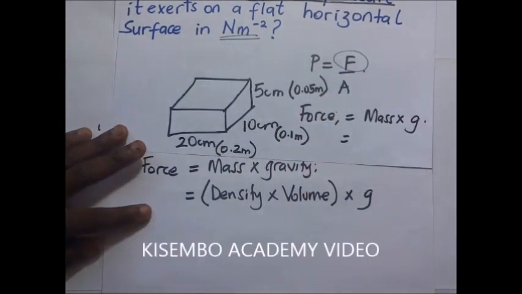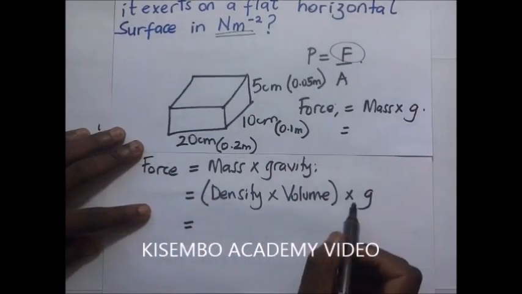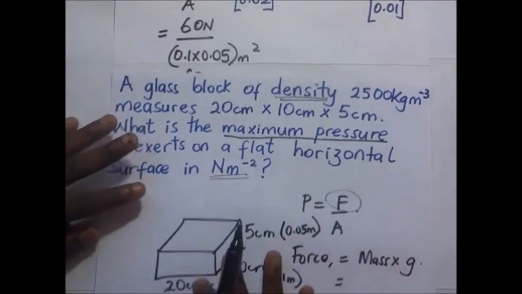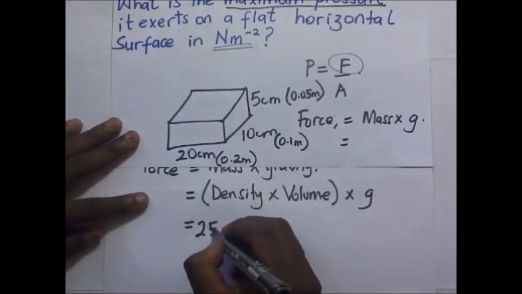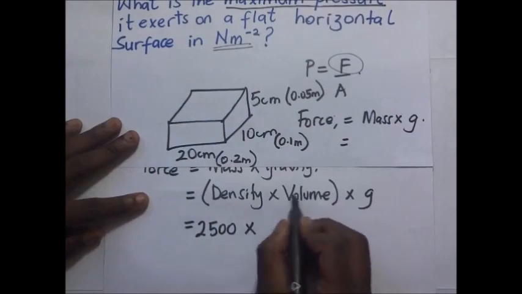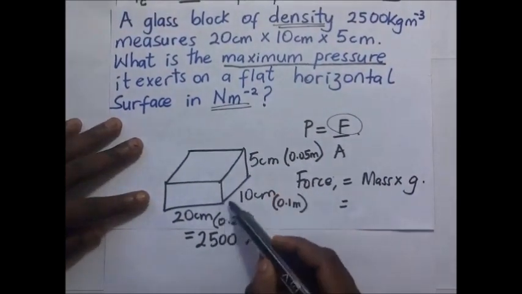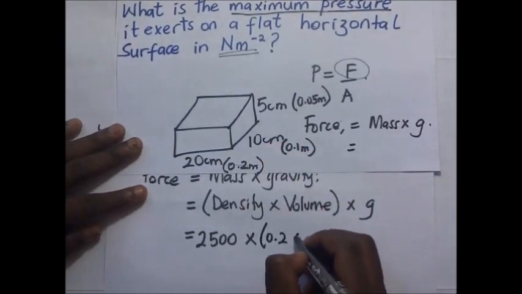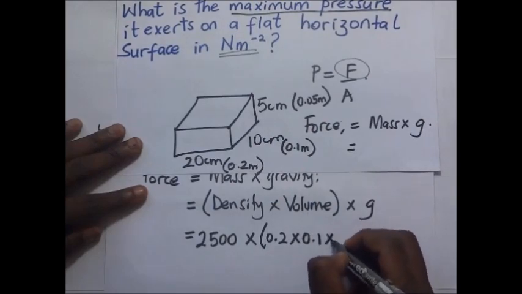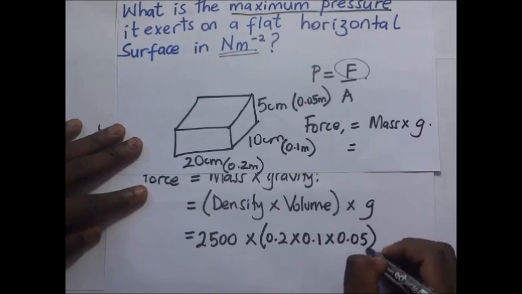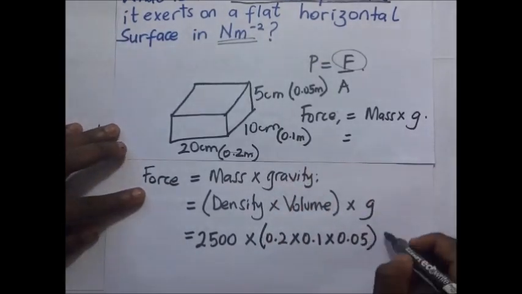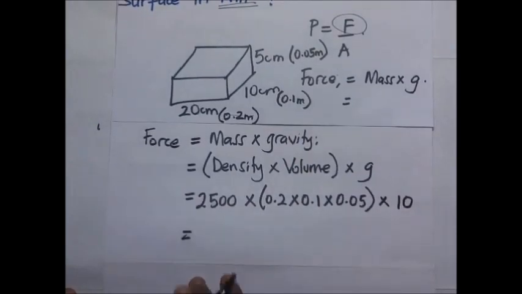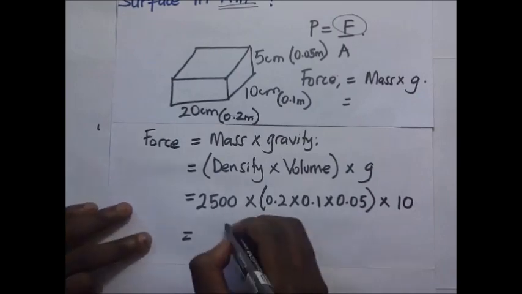Now that simply means that our next step here is going to be density. According to our question, the density is 2,500 kilograms per meter cubed. So it's going to be 2,500. Multiply that by the volume. Now the volume is length times width times height. The length here is 0.2 times the width, which is 0.1, times the height, which is 0.05. Now multiply that by the gravity. The gravity is a constant 10. So when we compute all this, we shall end up with 25 newtons.